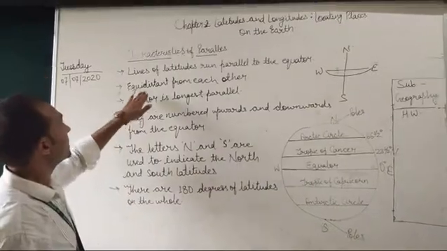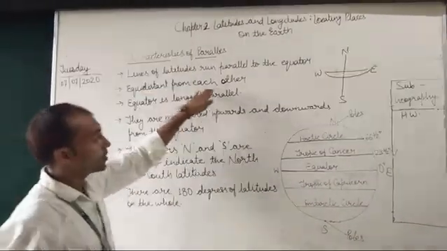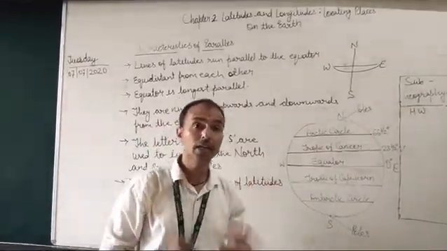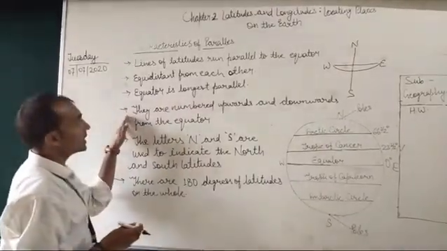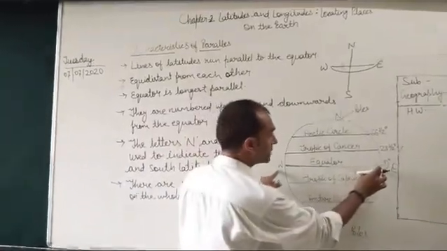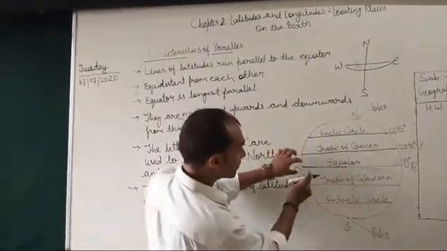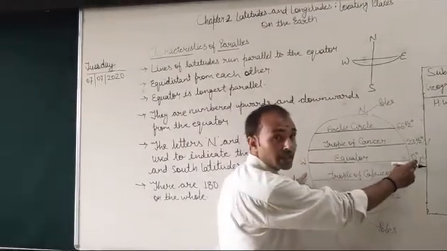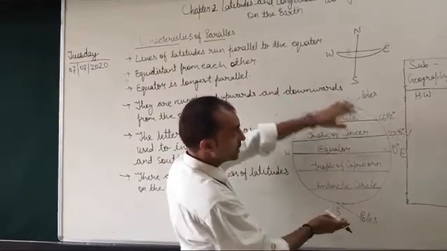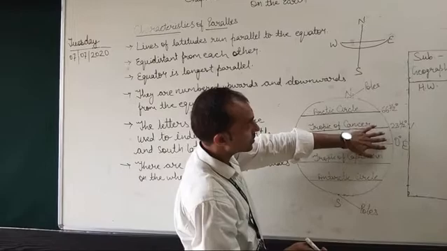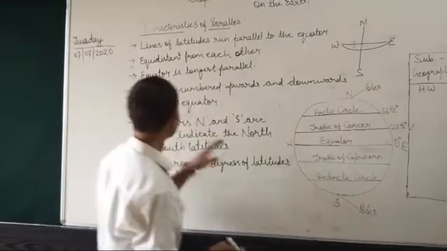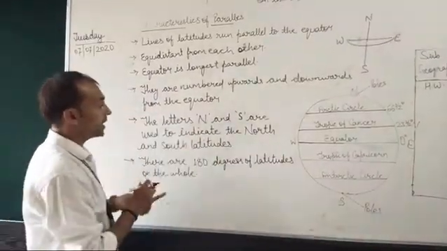The next is, they are equidistant from each other. Equidistant means at an equal distance. The next is, they are numbered upward and downwards from the equator. As you all know, the equator lies at 0 degrees, so they are numbered from both sides, north and south, and their number increases from 0 degree to 90 degrees, both at north as well as south poles.